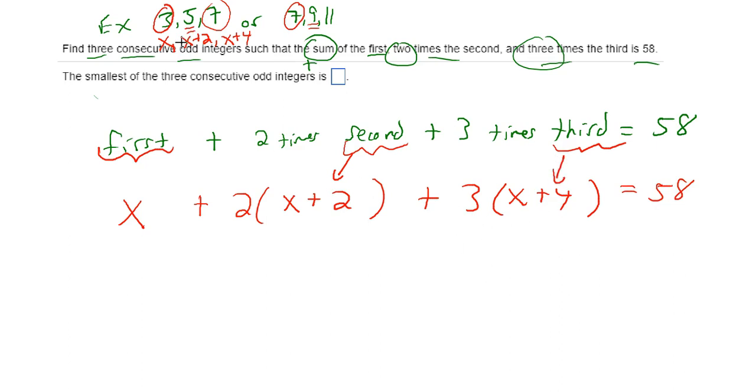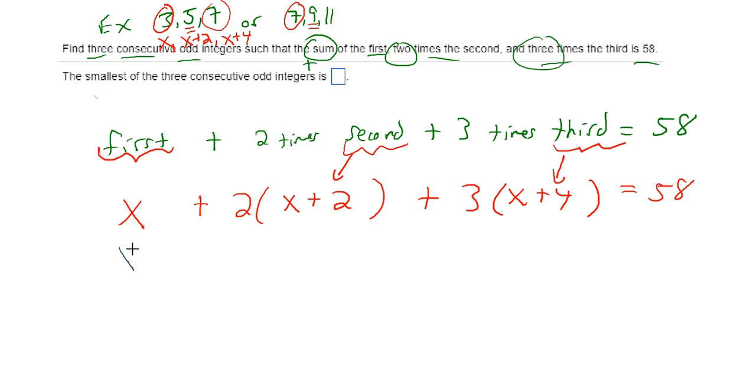All right. So whenever you have consecutive odd numbers, this is the relationship between those 3 numbers. It's x, x plus 2, x plus 4. If there was a fourth one, it would be 6 more than the smallest one. It'd be x plus 6, and so on and so forth. And now we have this equation, which we can now solve for x.